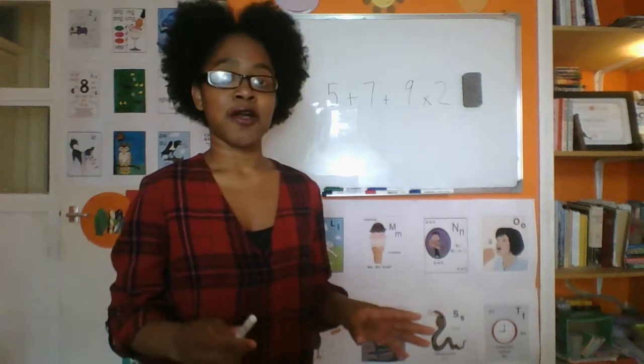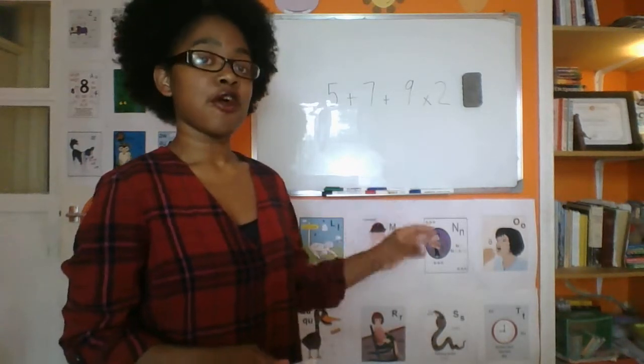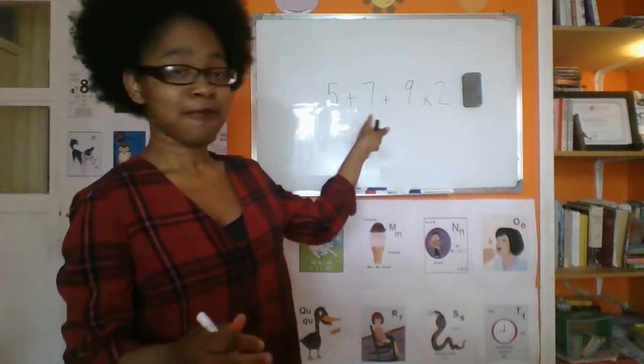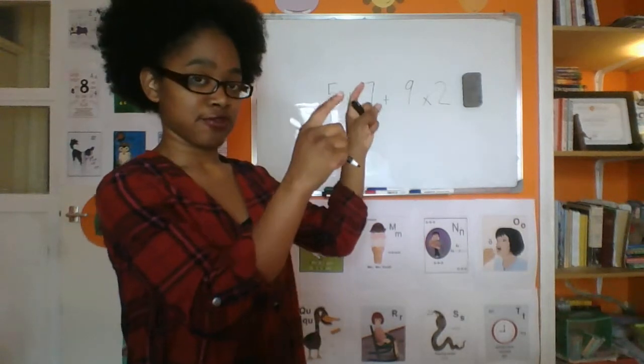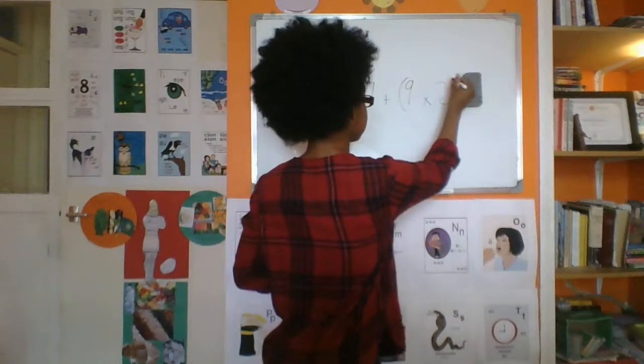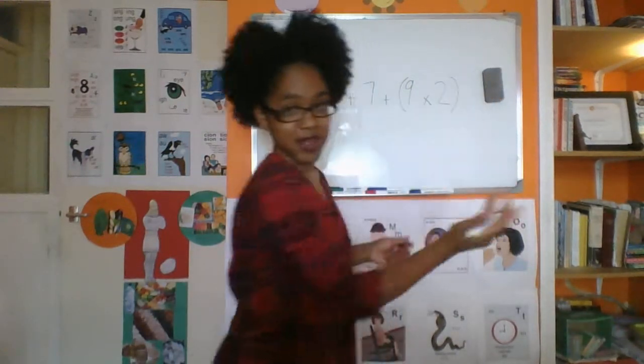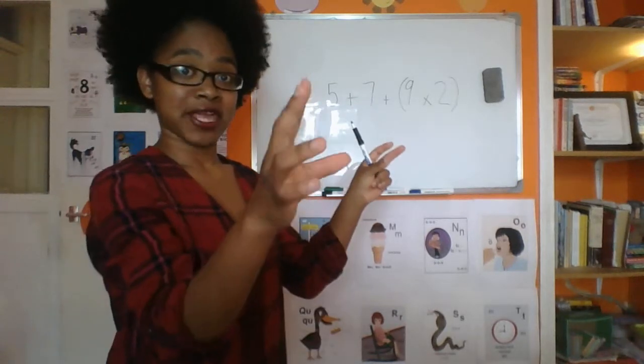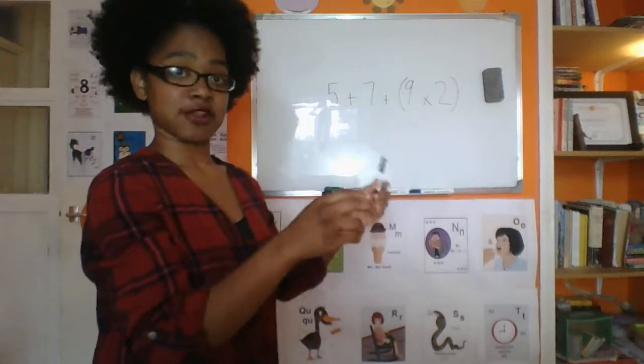Well, simple rule of thumb. When you come to something like this, multiplication goes in brackets together. So you get 5 plus 7 and you put the 9 times 2 in brackets, or parentheses. So then you section the multiplication bit off from the addition operation.